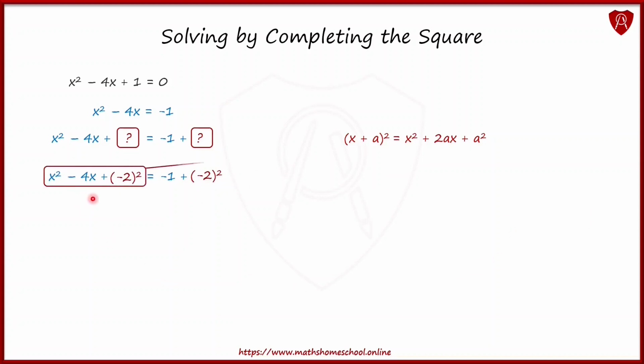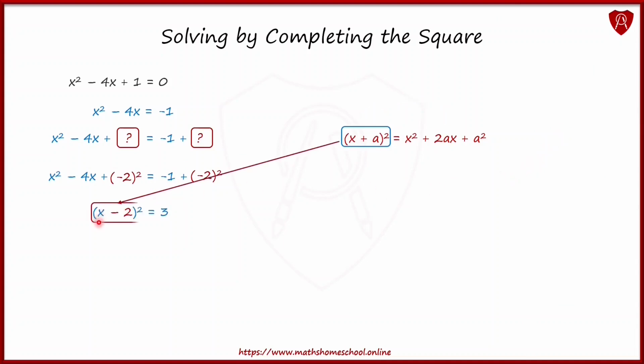Now our left-hand side looks like this expanded form of the perfect square. We now need to write it in the factor form, which is x plus a in brackets squared. Our a is negative 2, so we write x minus 2 in brackets squared. The right-hand side is negative 2 in brackets squared, which is 4, minus 1, so it gives us 3.